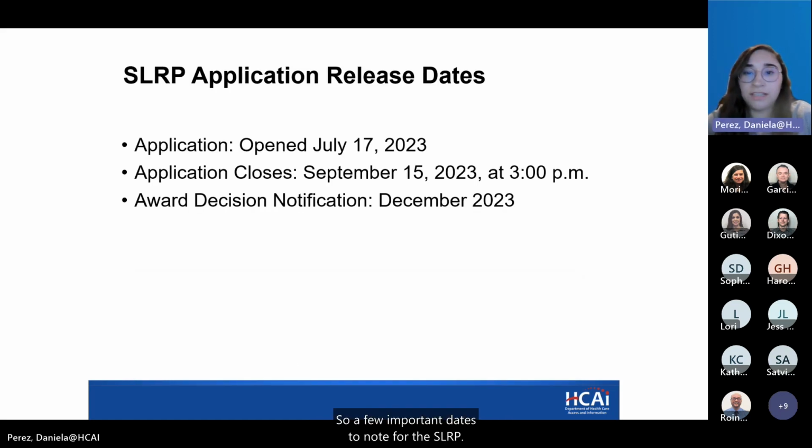A few important dates to note for the SLRP. The application cycle is currently open and will be open until September 15th at 3 p.m. We will begin to notify applicants of the award decision in December. Again, the application is open now and will be open until September 15th at 3 p.m.